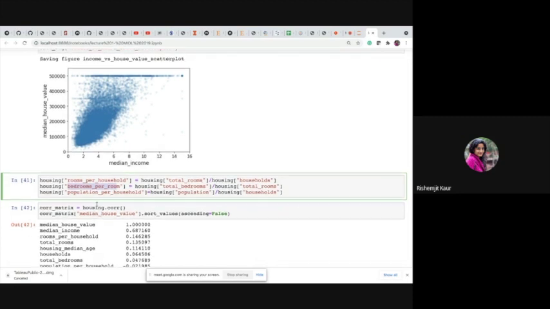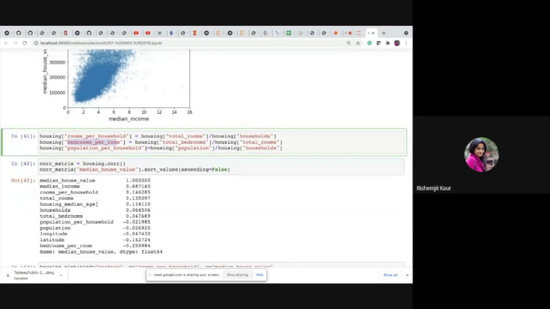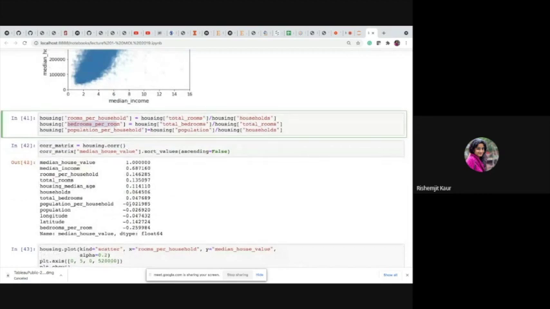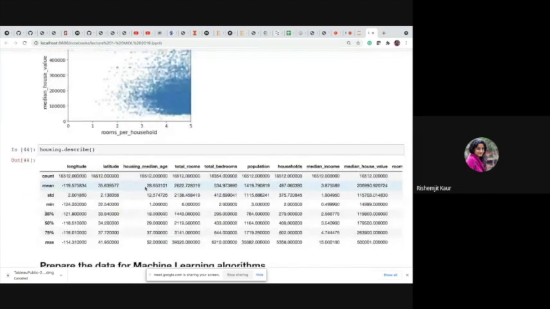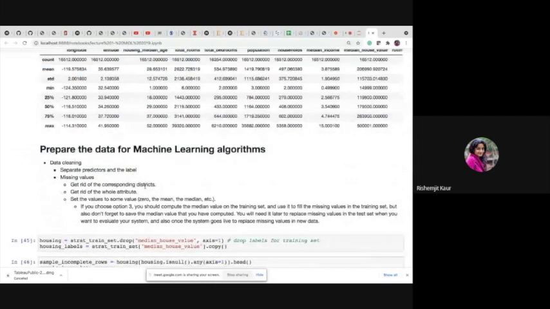We can always generate more information from the existing information. When we do that and again look at the correlations, we see there is a certain improvement. The rooms per household gives us a better idea than the total number of rooms in a block, right? So sometimes we need to perform these kinds of operations before we go into developing the machine learning algorithms. These are again some more visualizations. Maybe I can skip that for you.